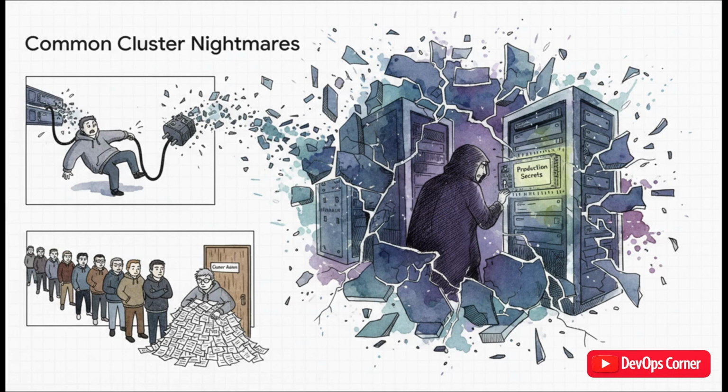I mean, think about it. A developer accidentally deletes another team's entire deployment. Or maybe someone stumbles upon sensitive production secrets they should never see. But it's not just about preventing disaster. It's also about enabling your team. You don't want good developers stuck waiting for the one and only cluster admin just to make a simple change.